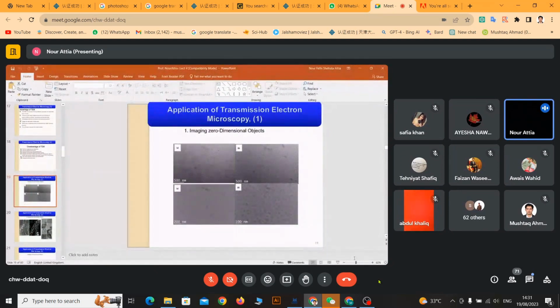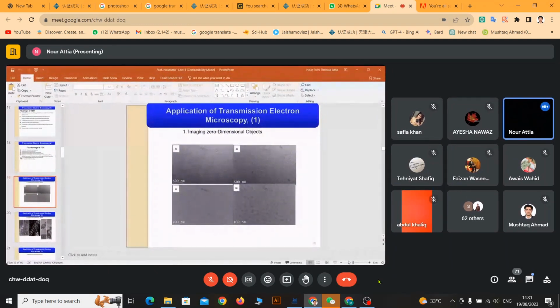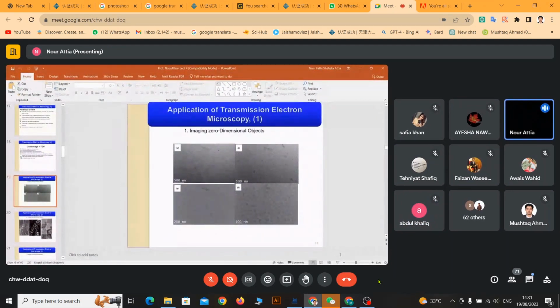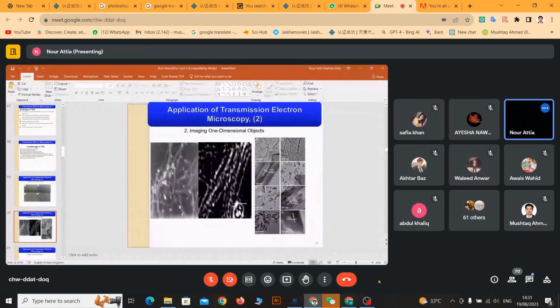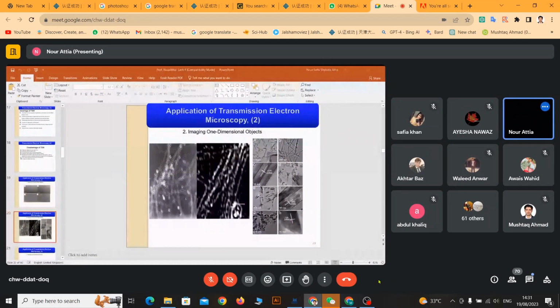I will just show you some examples of the TEM I showed you yesterday, so I don't need to do it again. You see slide number 19? Yes, sir. Okay. You see number 20? No, sir, 19. Yes, 19, sir. Okay. Now you see 20, right? Yes, yes. Okay. Yes, sir.